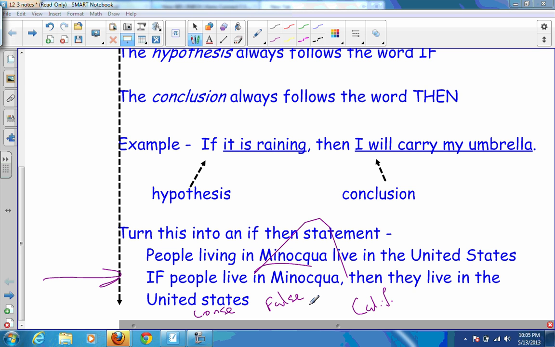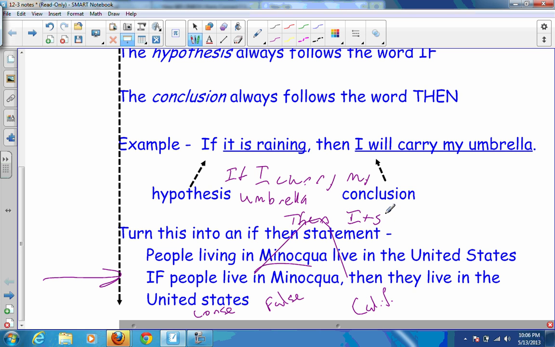Let's look at this. The converse of this is, if I carry my umbrella, then it's raining. That would be the converse statement of the original one. Now, is this true or false? If I carry my umbrella, then it's raining. Not necessarily. I can carry my umbrella anytime I want to, in case it might rain. That's not always true.